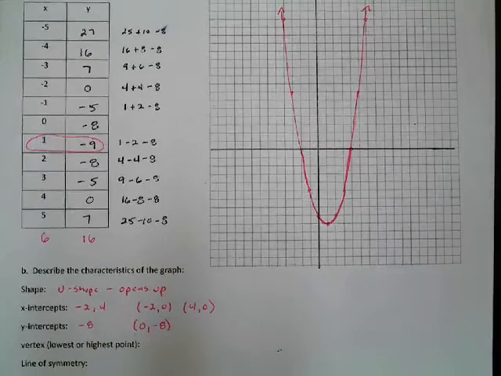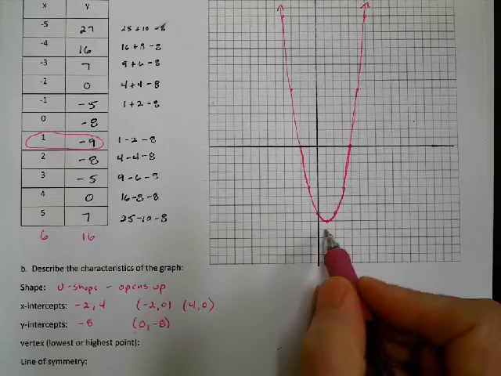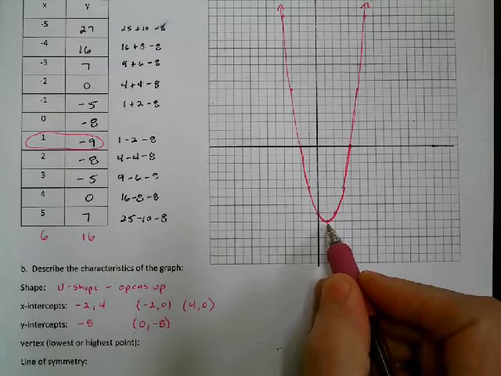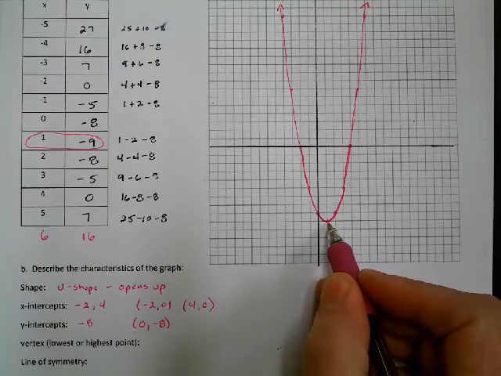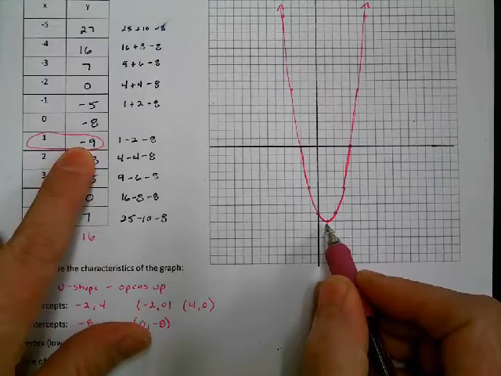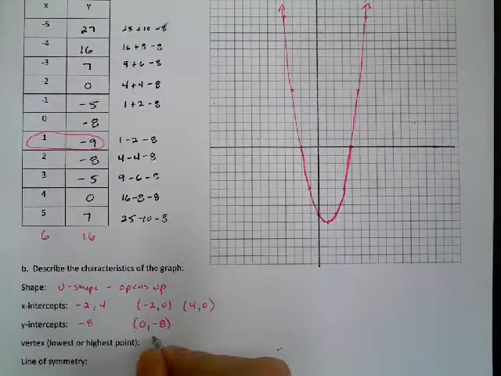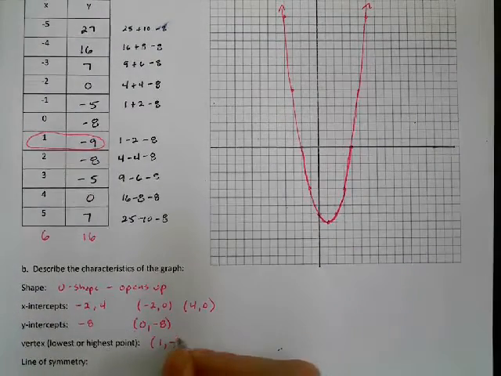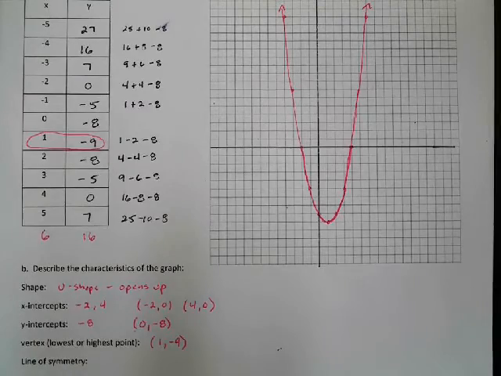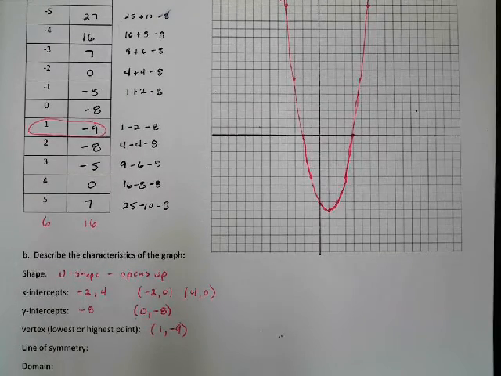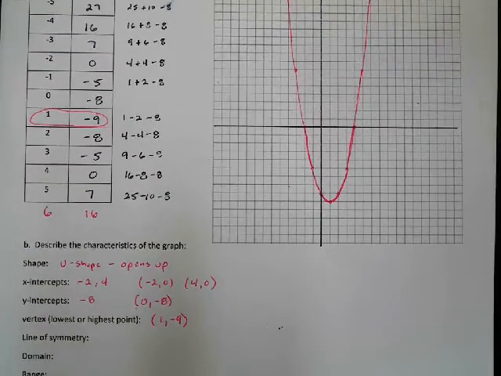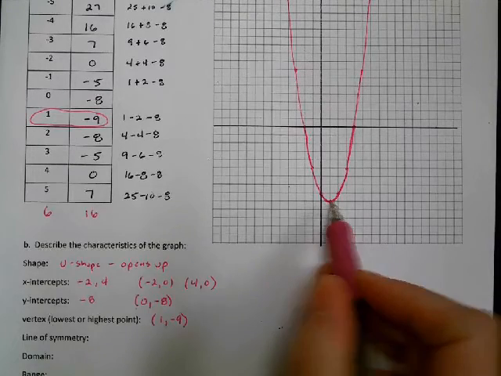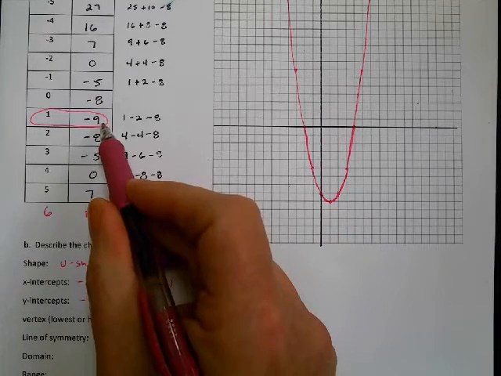The vertex is the lowest point of our graph, or if it's facing down, it'd be the highest point of our graph. So we would say for this one that our vertex is 1, -9. That's our lowest point. We would also call that the minimum of the graph since it's the lowest point. It's the minimum value that y could be. So we would also call this a minimum.